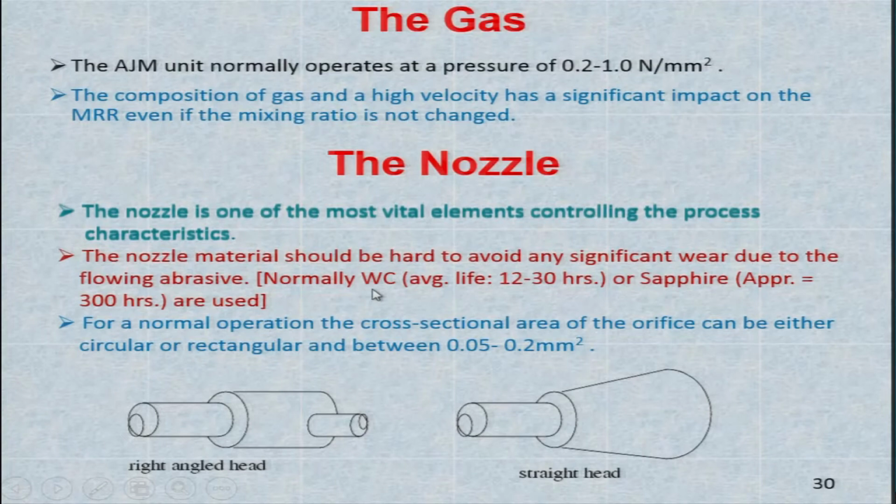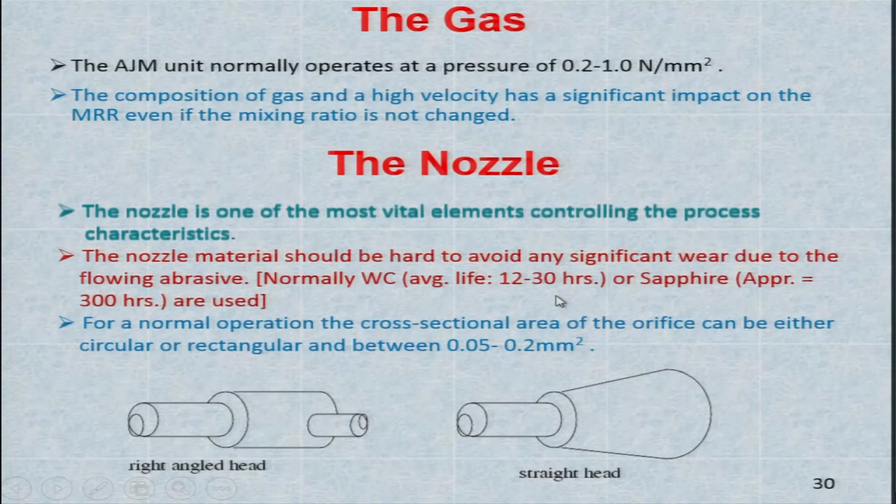Now, normally tungsten carbide material is used, and the average life is 12 to 30 hours, okay. Or sapphire is used. Sapphire, you understand, is a gem, and it is very, very expensive. It is a very hard material, but more importantly that material is very difficult to machine. So, to make a nozzle out of sapphire itself is difficult, okay.